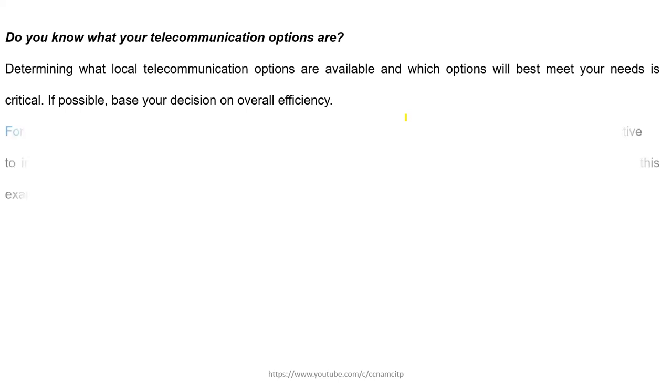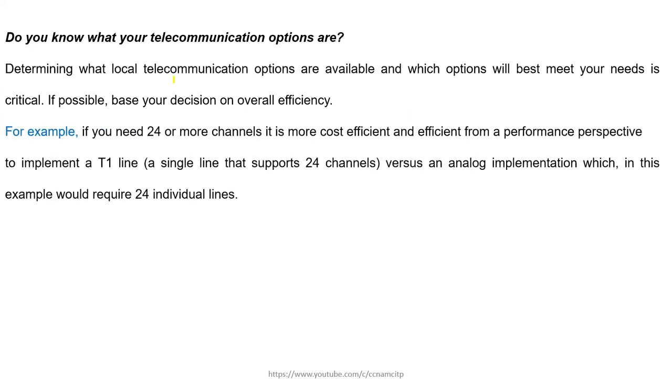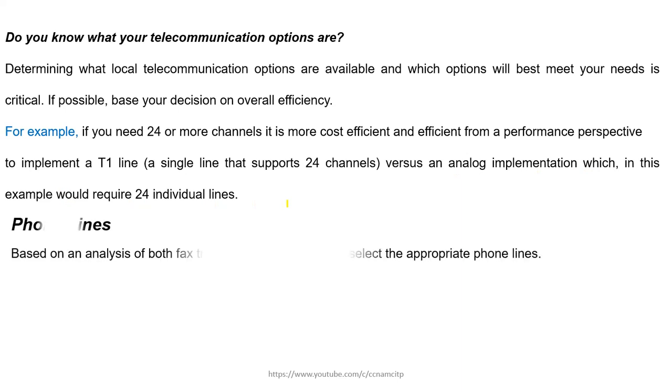Okay, so for example, if you need 24 or more channels, it is more cost efficient and efficient from a performance perspective to implement a T1 line, a single line that supports 24 channels, versus an analog implementation, which in this example would require 24 individual lines. Okay, so let's see.